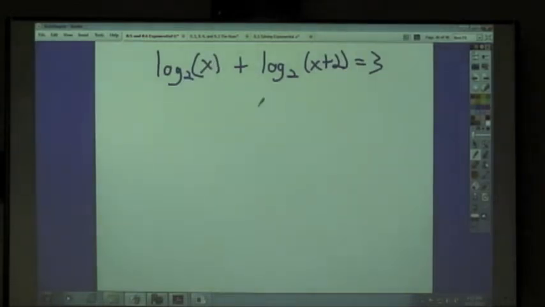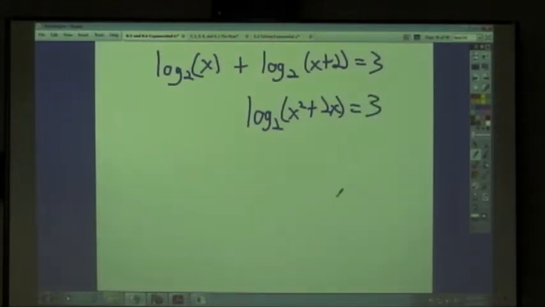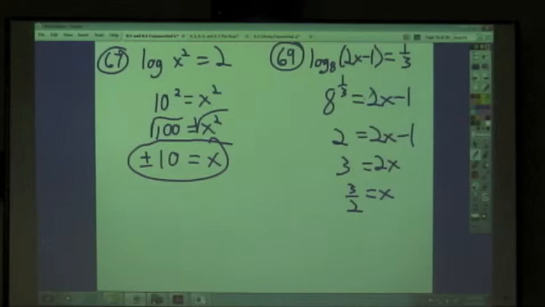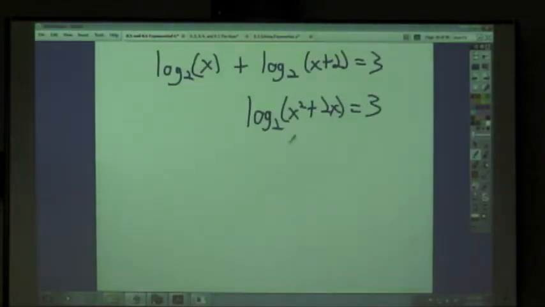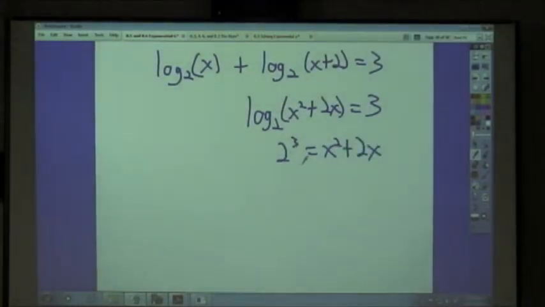So when you do log base 2, condensing these two together, you do x times x plus 2, so that gives me x squared plus 2x when I multiply those together. Then I do the same thing I did on these logarithms over here. The base raised to the exponent equals the power, so I do 2 to the 3rd power equals x squared plus 2x. So that's this base raised to this exponent equals this. It gives me a quadratic equation that I'm going to have to solve.